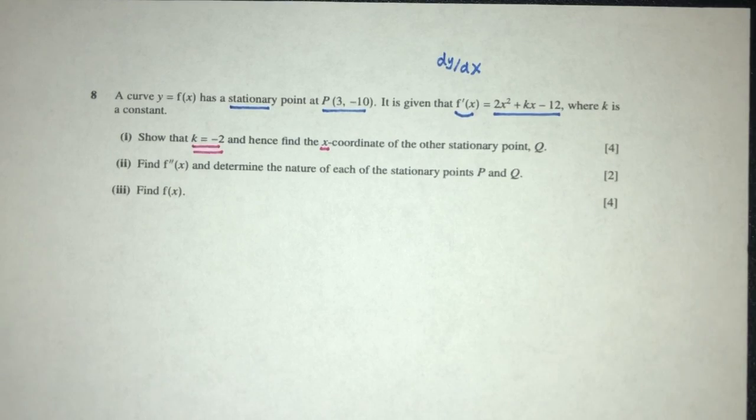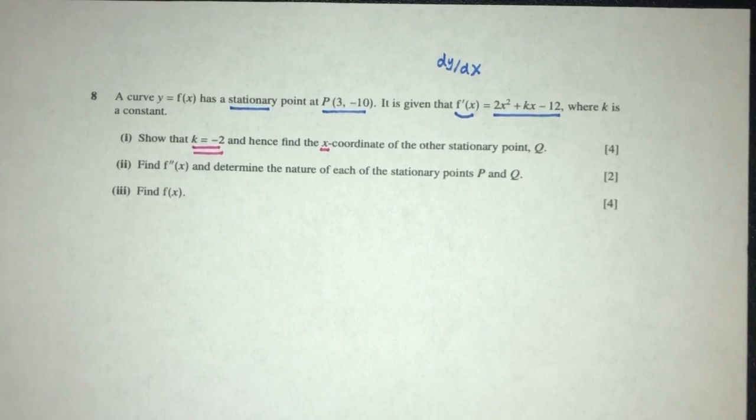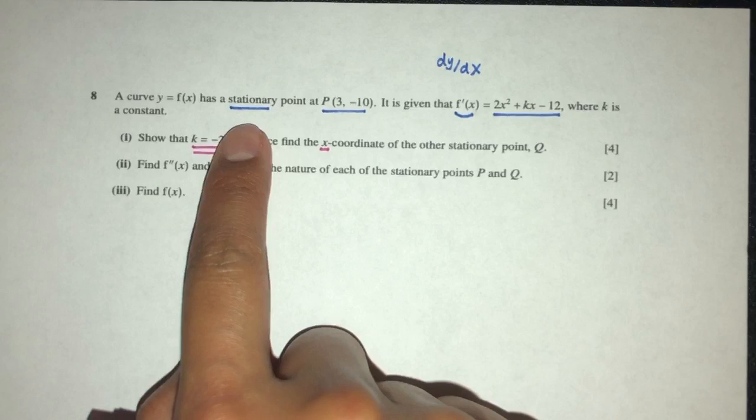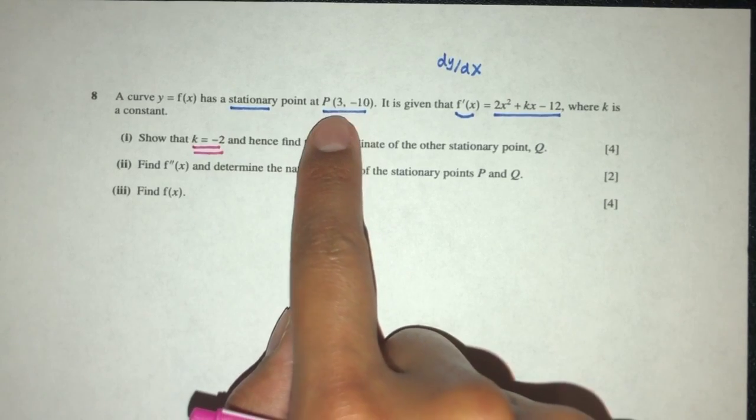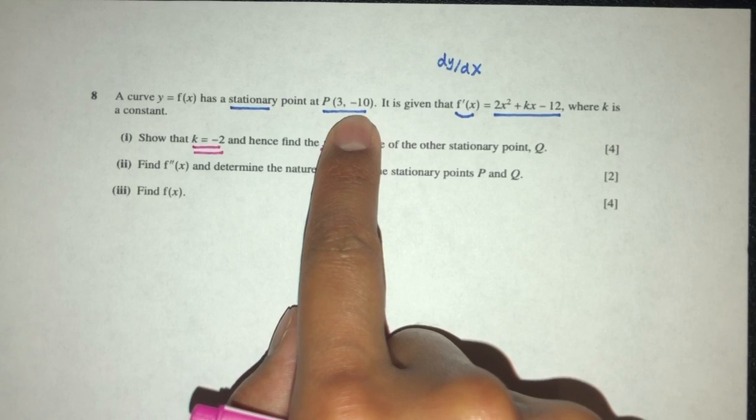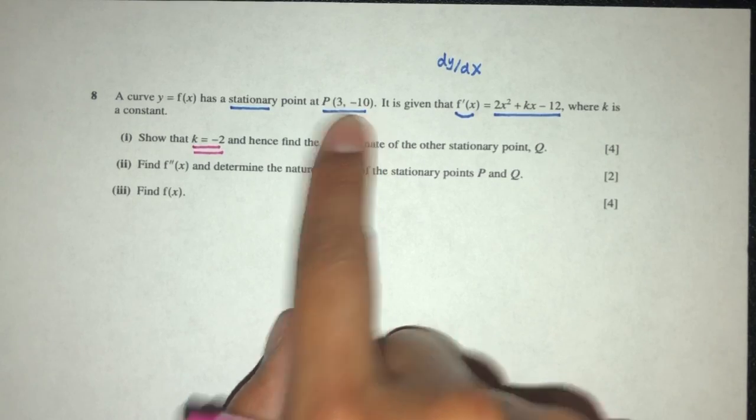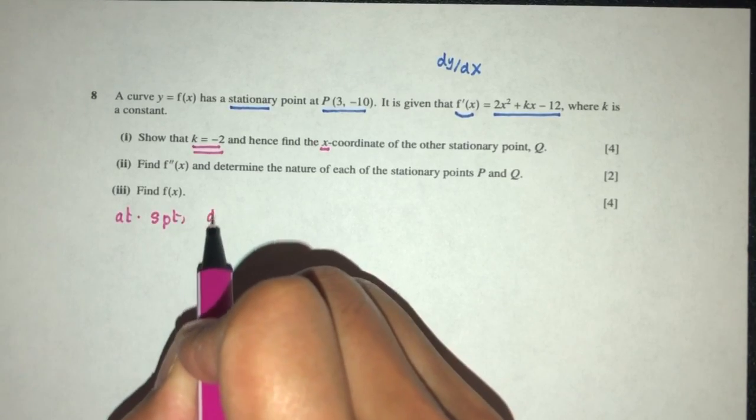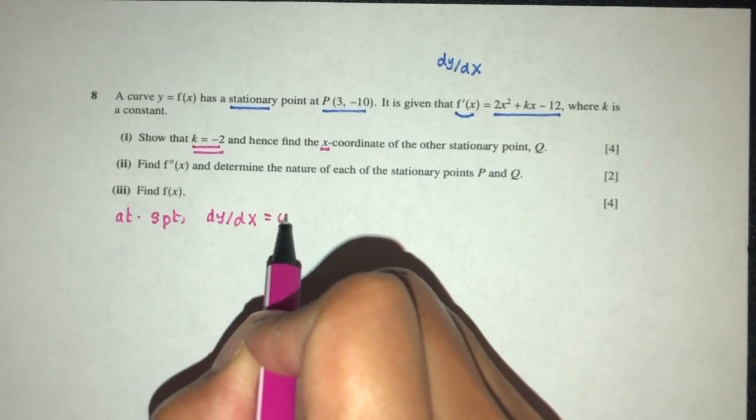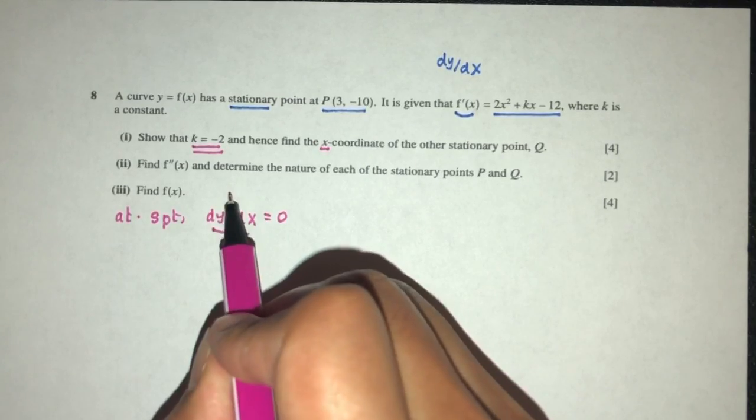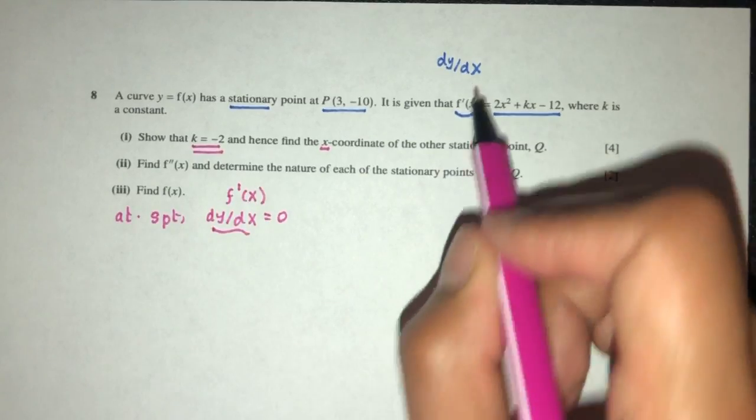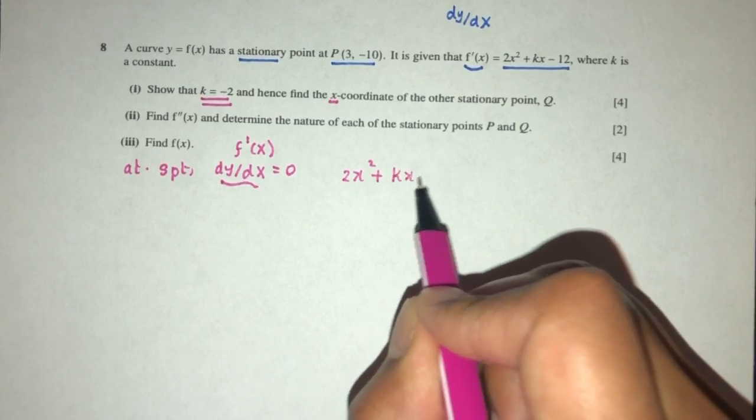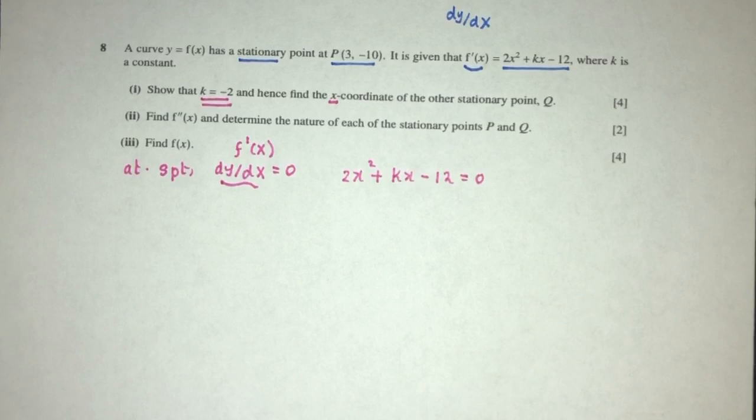So let's think, how can we find that? We are given something we have to use. We're given this information. We're given that we have a stationary point at P, which is this one. Now, how would you find your stationary point usually? You would say at a stationary point, what do we know? dy by dx has to be 0. Now we understand dy by dx is simply f prime of x. So we know what f prime of x is. Let's replace. You will have 2x squared plus kx minus 12 has to be 0.